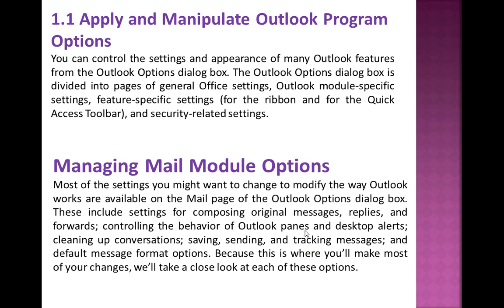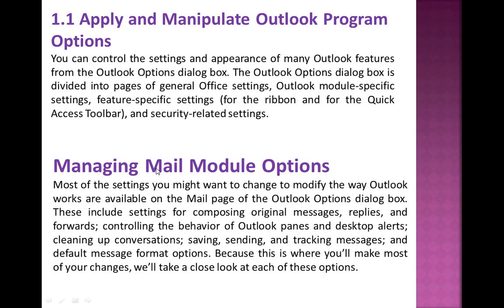So starting with the first one, how to apply and manipulate Outlook program options. This says you can control the settings and appearance of many Outlook features from the Outlook options dialog box. Means you are able to control the settings and appearance of many Outlook features. The Outlook options dialog box is divided into general Office settings, Outlook module specific settings, feature specific settings for the ribbon and quick access toolbar, and security related settings. Means you can set all these options. You can opt for general Office, module, feature specific, or security related settings.